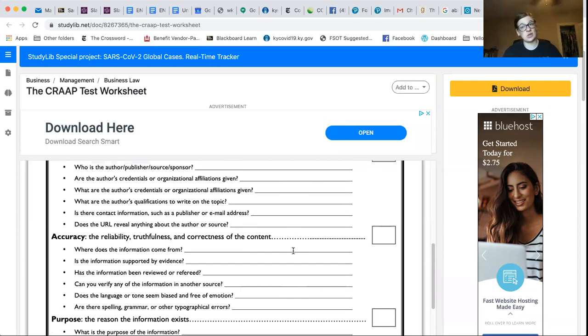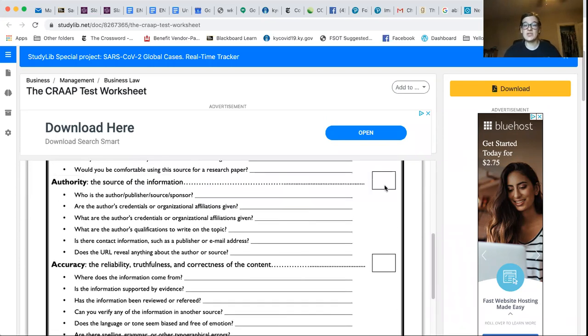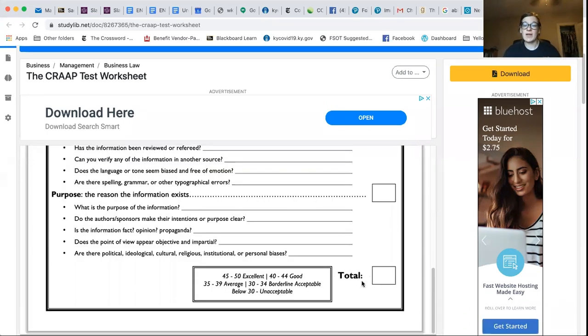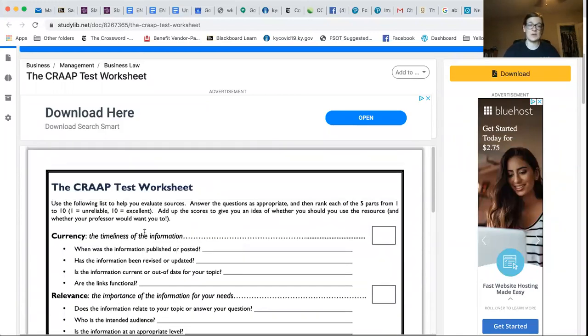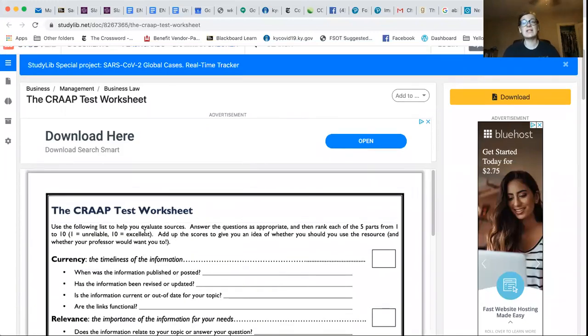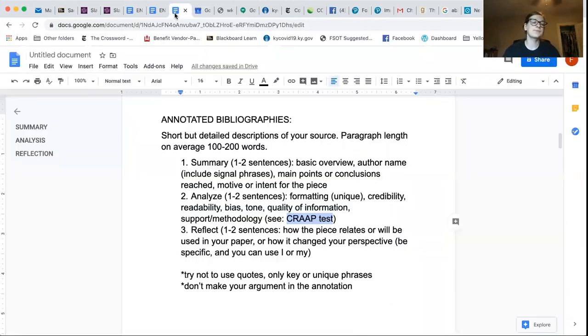Maybe it's accurate, but the authority is not so great. And so you can give each of those a quantitative number, and it recommends based on how you score it, how well the source works for you, how strong a source it is. Again, the questions in the worksheet can be helpful in developing your analysis, making it strong. So it's just something that might be a useful tool for you, or a recommendation, but not required.